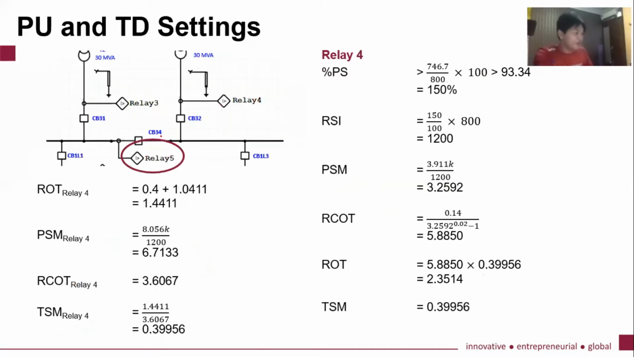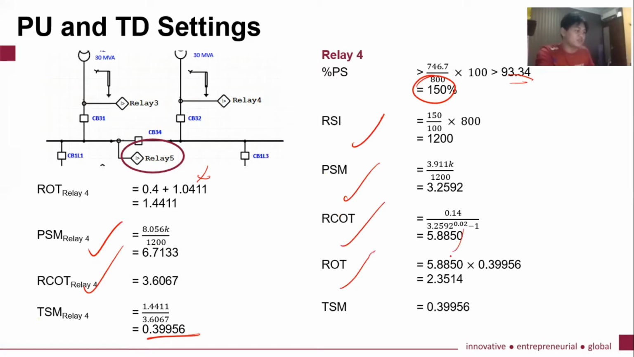For relay 4, relay 4 and relay 3 are the same, the calculation is the same. And this is what we get for relay 5. Then we calculate PSM and RCOT. Then for TSM at relay 4, we will get 0.39956. For the plug setting, it must be higher than 93.34, so we choose 150%. So we calculate RSI, PSM, RCOT, ROT. As we can see, we calculate using this formula, and we divide by the PSM at relay 4, and then we will get TSM 0.39956.